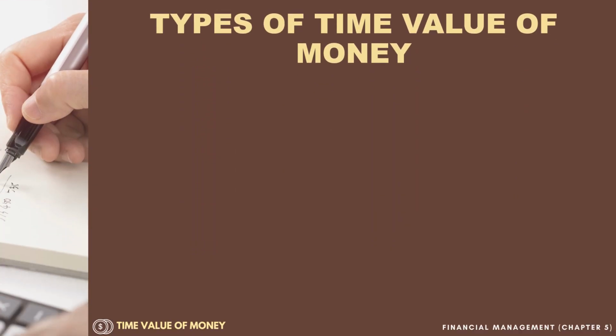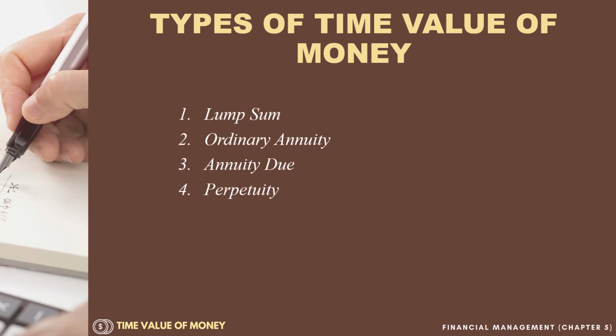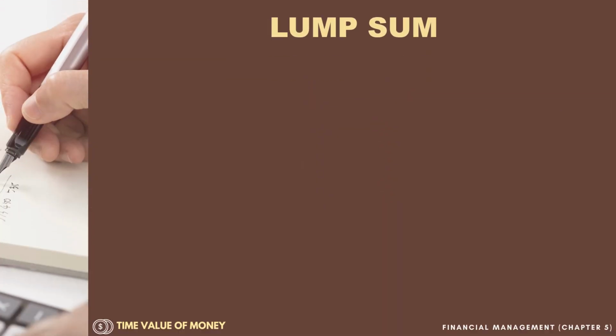Now we also have types of time value of money. So here in this topic, we will be discussing and computing for the different problems for these types. So we have lump sum, ordinary annuity, annuity due, and perpetuity. Let's have the first type of TVM, which is the lump sum.